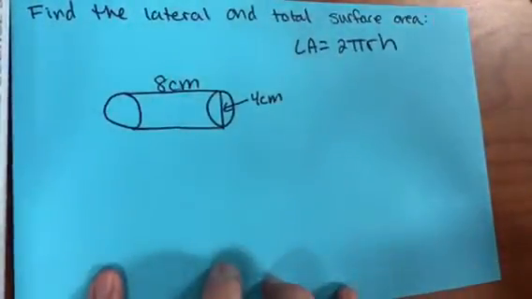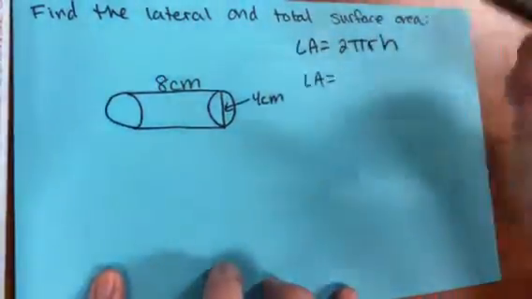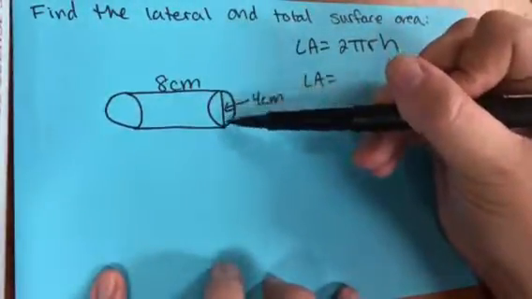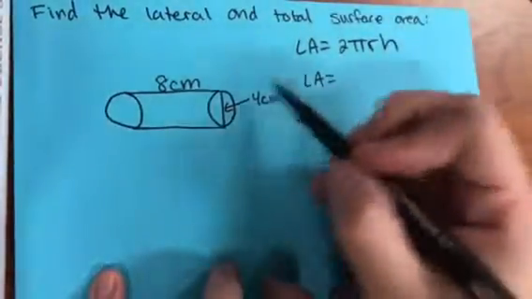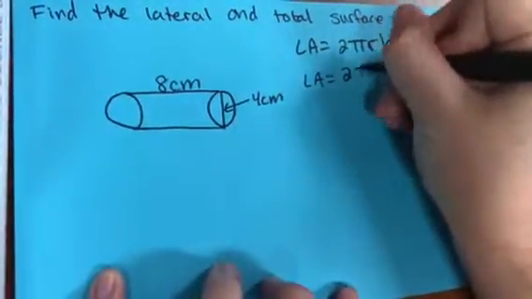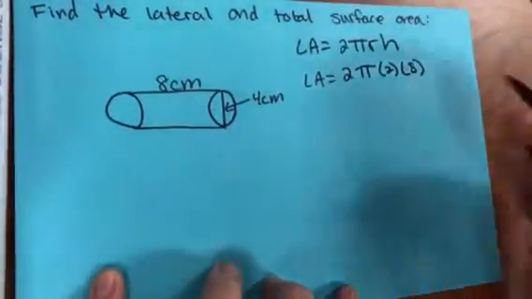So my lateral area, remember, was 2 pi r h. What is my radius if my diameter is 4? 2. It's half of my diameter. You have to remember, diameter, the longer word, is all the way across. The shorter word, radius, is halfway. So divide that by 2. So 2 pi times 2 times 8.